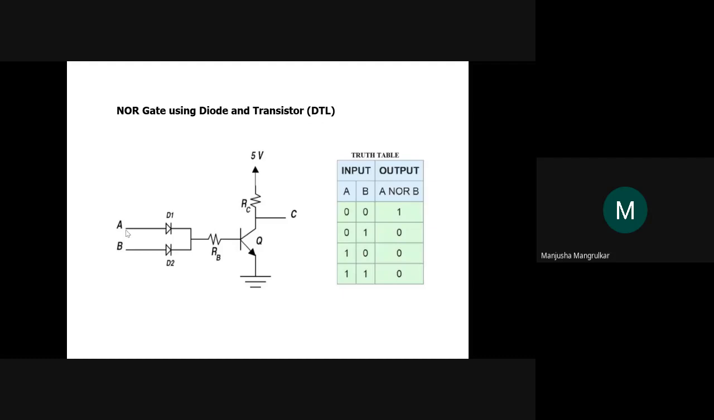It will fulfill the truth table of the NOR gate. When both A and B are 0 0, at that time the transistor is in the cutoff region and the output is connected to the VCC, 5. When any one of the inputs is 1, the transistor is in the saturation region and the output is connected to the ground, right?